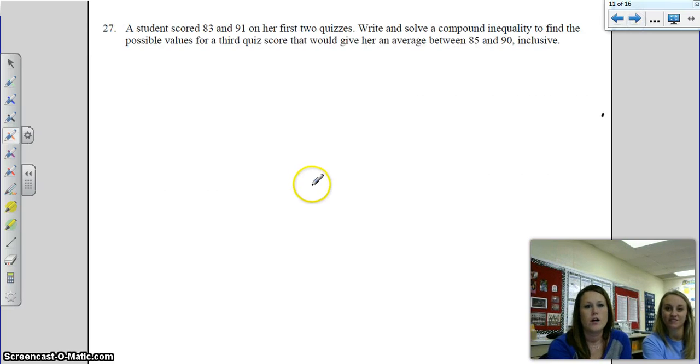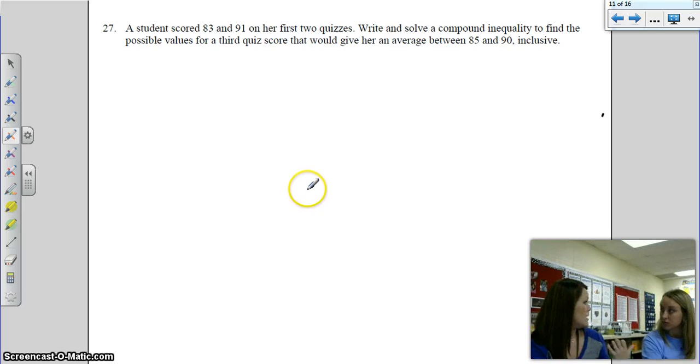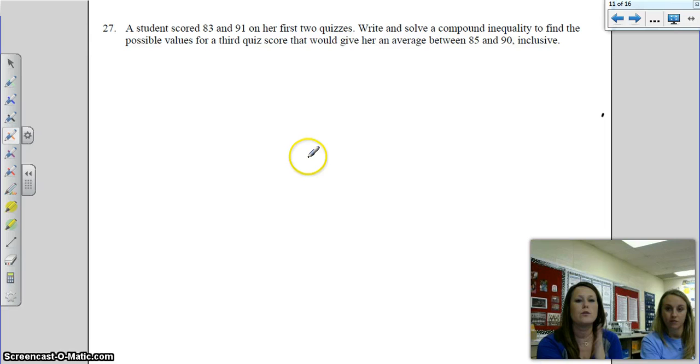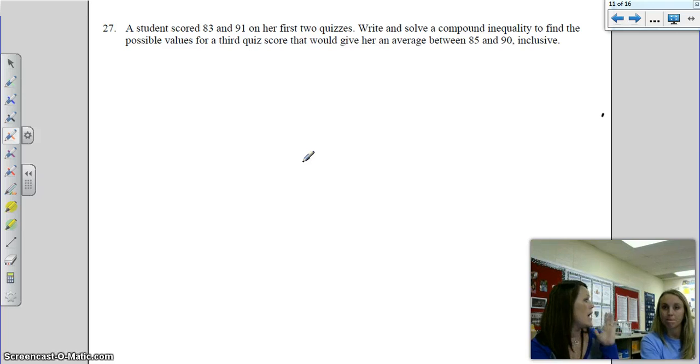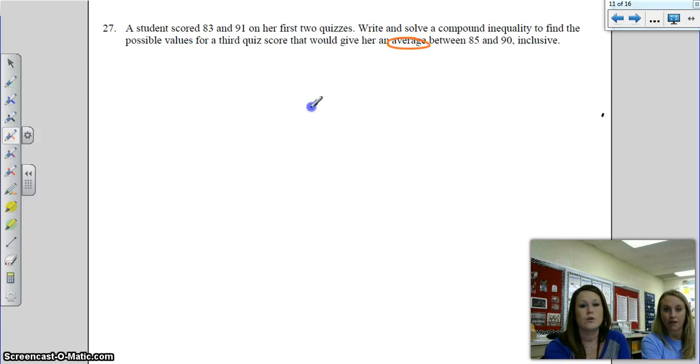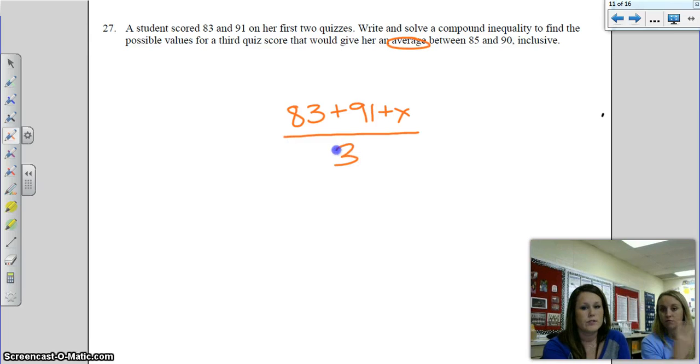All right, so this one, I went over in class. I'm sure you did too, but we'll go over it again. The student is taking 3 quizzes, 2 scores already. We want to figure out the 3rd quiz, and we want her average to be between 85 and 90. So the first thing I know is I want to find the average of all of my quiz scores. For an average, you add them all up and divide by how many there are. So I'm going to add 83, quiz number 1, 91, quiz number 2, and we don't know the last one. But we've taken 3 quizzes total, so we divide by 3.